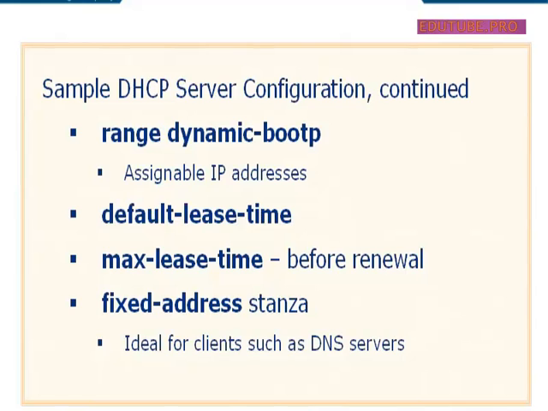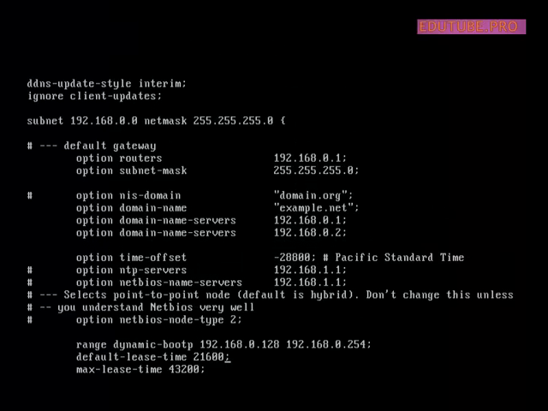The default lease time and max lease time is the amount of time a client has a certain IP address before it has to be renewed. It doesn't mean that the client has to end up with a different IP address every 43,200 seconds, but it's quite possible.